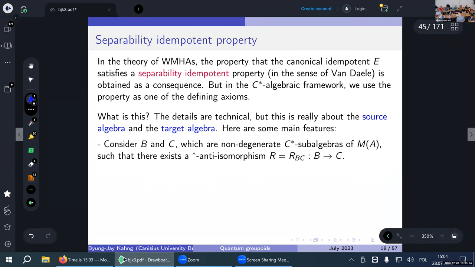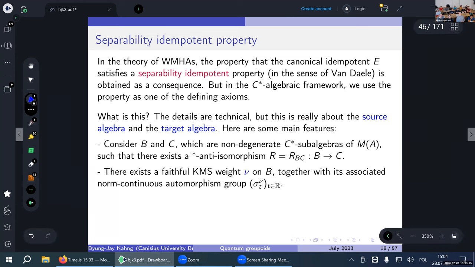And what are those conditions? One of them is not too restrictive. We want the B and C, and an isomorphism between one and the other. That is essentially going from source to target, the inverse anti-isomorphism, and that part is sort of obvious. Then we require the existence of a certain weight on B, and again, you can probably relax this KMS stuff, but in any case I want this automorphism group.